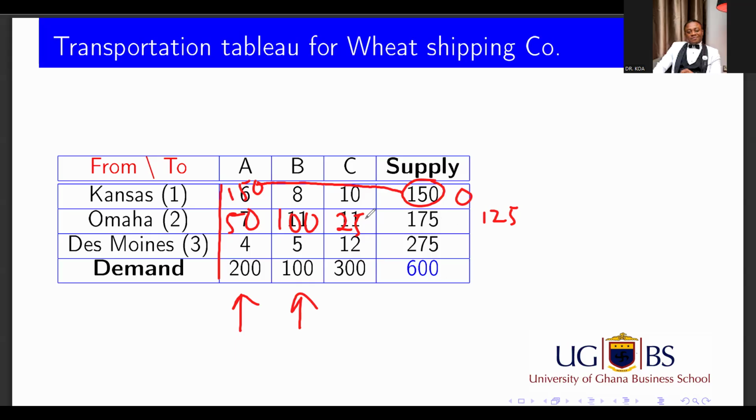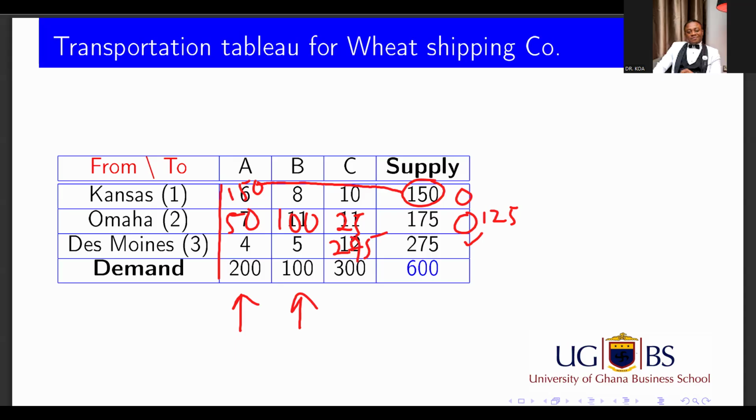Now, we are done with that. As long as this one now is left with 0, we are done with that. We go to the next one. We have a total supply of 275. Where do we supply it to? Can we supply it to 4? No, 4 is already full. Can we supply it to 5? No. So we give all the 275 to 12. 275. Job done. Finished. You have done the northwest corner rule quickly.